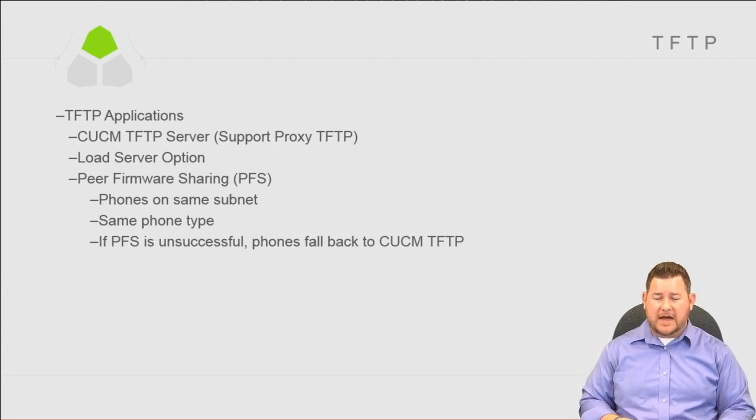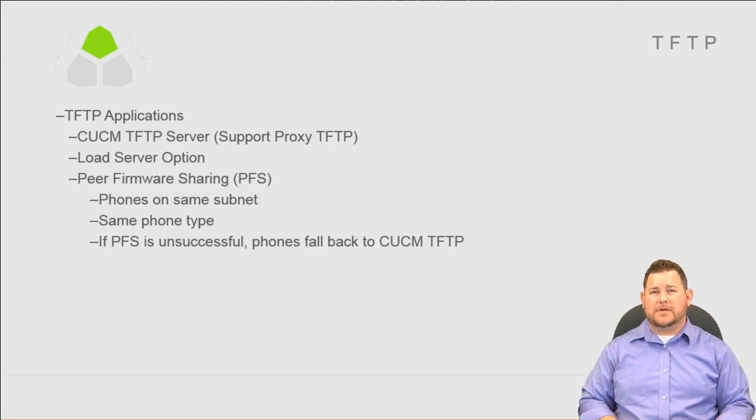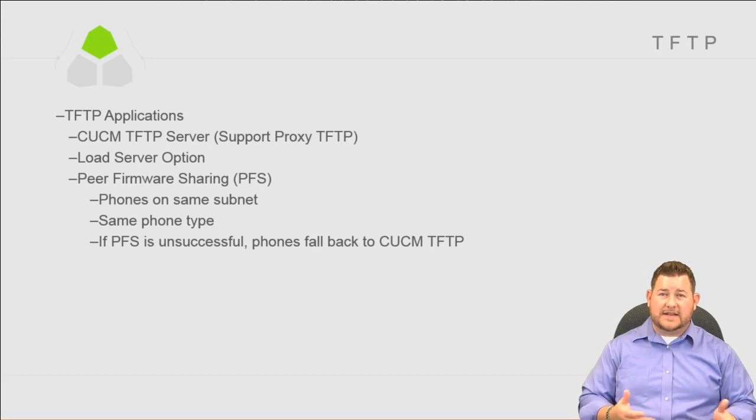All right, so the different TFTP applications that you have available to you in the network here is the CUCM TFTP server, of course. We talked about that quite extensively, but it can also support this proxy TFTP option where you're basically designating another server to run your TFTP service for you. So for example, if your phones are at a remote location that has a slow WAN link back to the central TFTP server, it might be a good idea to designate a proxy TFTP server to be closer to that location.